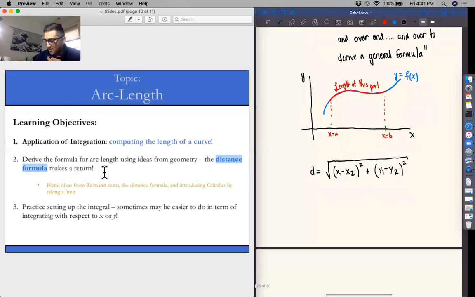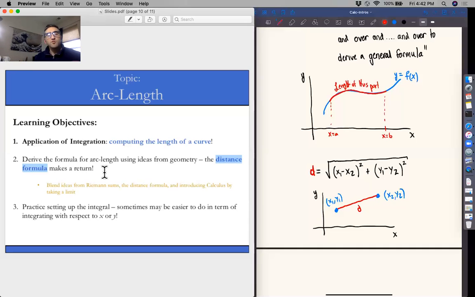So maybe I should just draw this out. So for example, if we just have 2 points in our plane, we have point 1, which is x1, y1. And we have point 2, say x2, y2. What the distance formula gives us is the exact linear distance between those 2 points that we're just calling d.